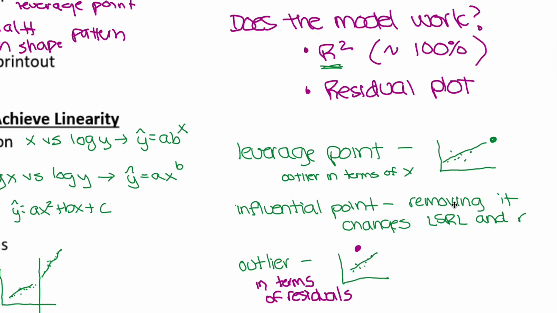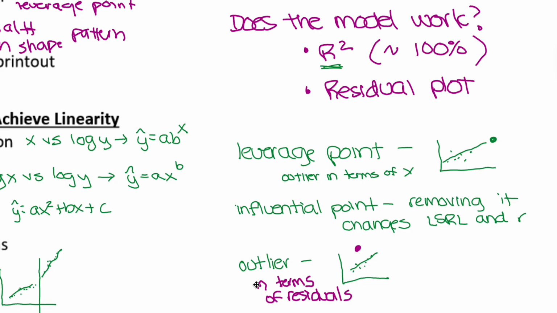So, for example, if we have a data point like right here, and we add it to our current data, then the whole line of best fit will be tilted a little in the upward direction. Therefore, it changes the whole graph, the LSRL and r, the correlation of x and y. For an outlier, this is in terms of residuals.